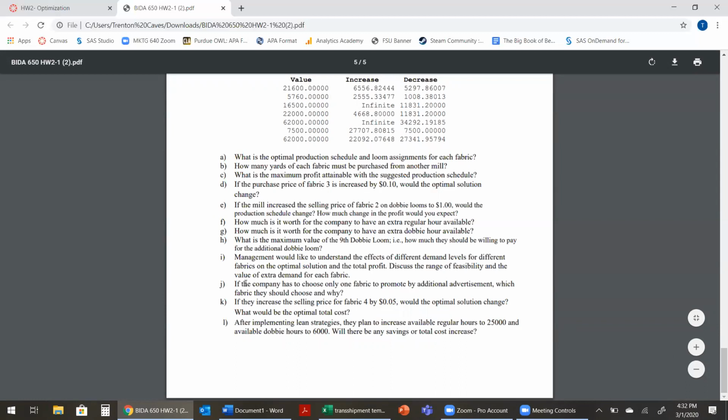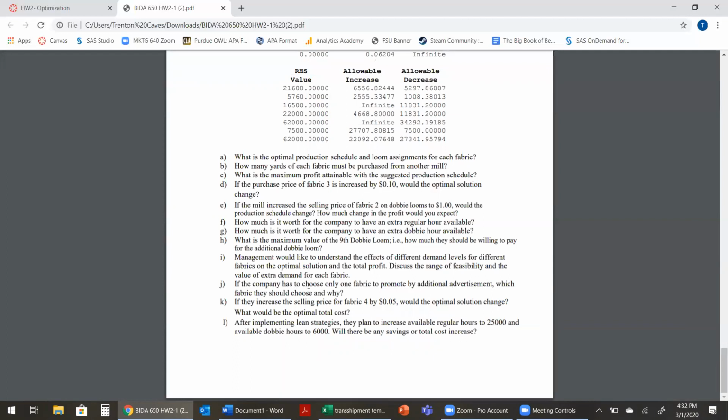So that was J. If they promote one, which should they choose and why? They should choose fabric 4 because it has the highest dual value, or the highest additional profit per unit. Any questions about that so far?